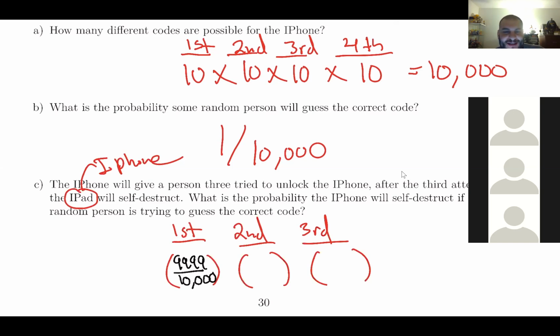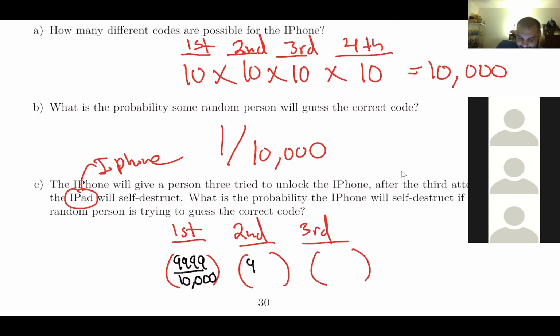second try. For the second try, what's the probability that this person guessed it incorrectly the second time? I'm going to give you a hint. It's not the same as the first one. You're almost close. You just have to finish it out. You're missing one thing. There you go. Thanks, Julian.